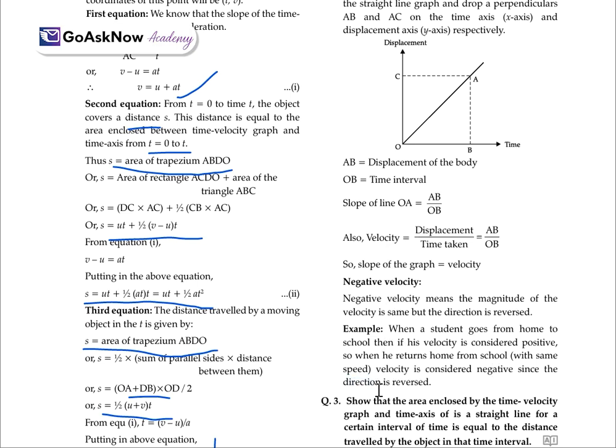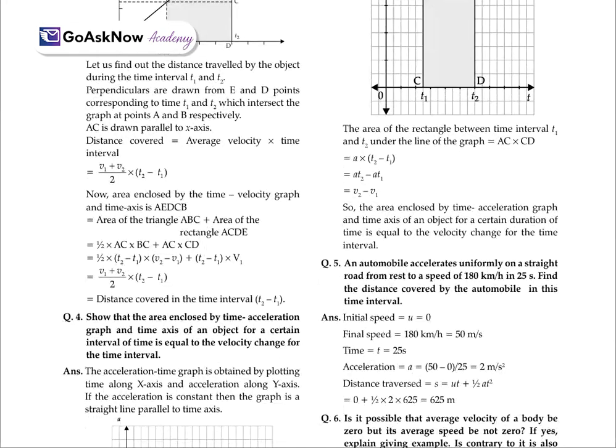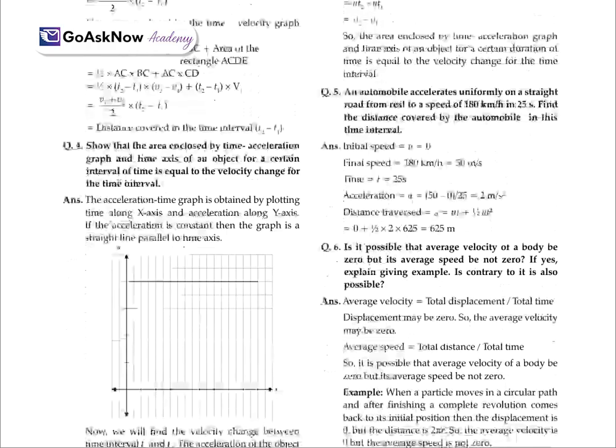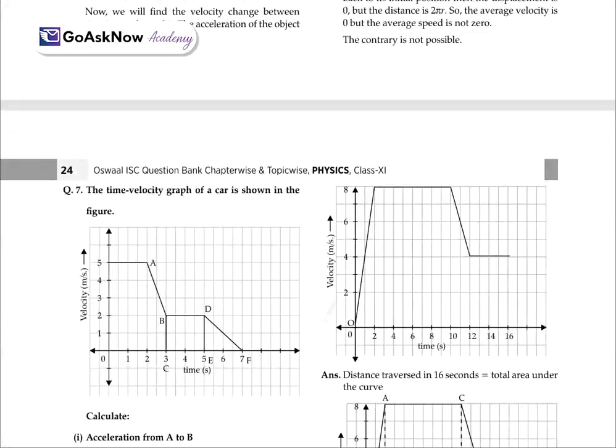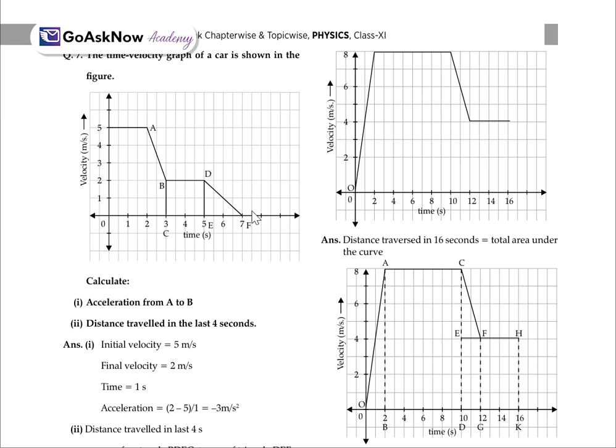Means with the direction it has been concluded that it will be negative velocity. So this is all about the positive and the negative velocity. Now, we have a few more numericals with graph-based questions. Let's move forward with this one.